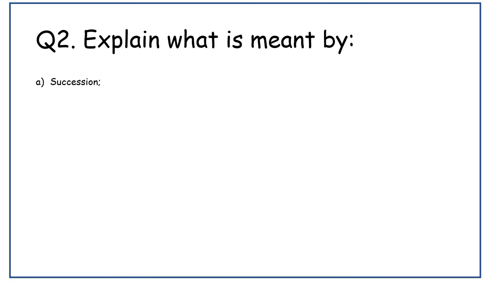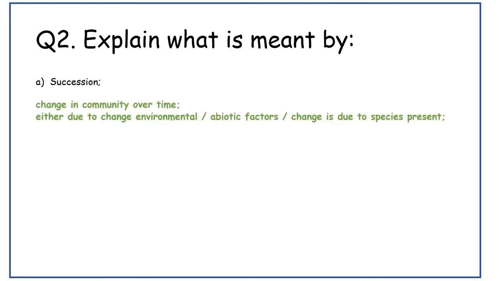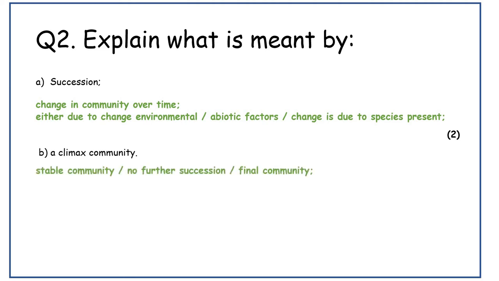Okay, explain what is meant by succession. It is a change in community over time. This can either be due to change in environmental or abiotic factors or species present. What is meant by a climax community? It is a stable community where no further succession occurs.